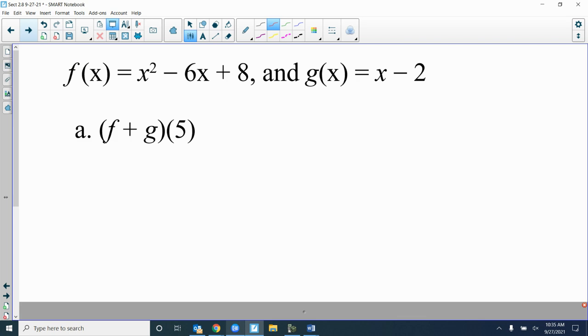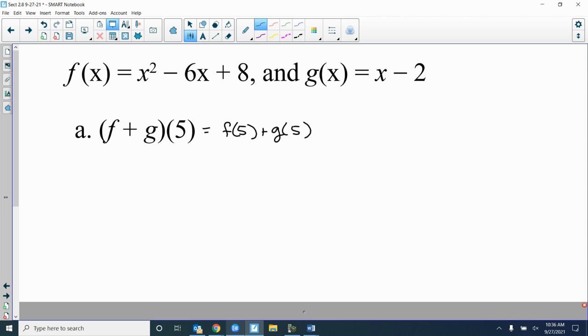All right, take a look at this case here. You already have the functions down? Okay. So, what is f plus g? So we want to find f plus g of 5. All that means is f plus g of x is f of x plus g of x. This is going to be f of 5 plus g of 5. And so you're going to substitute it in individually, add those two together.